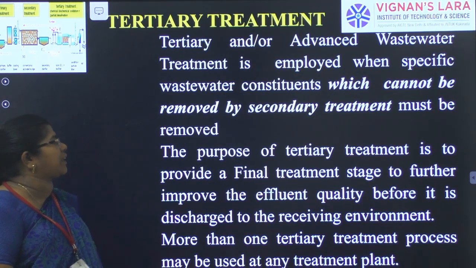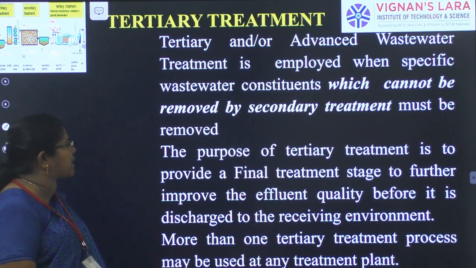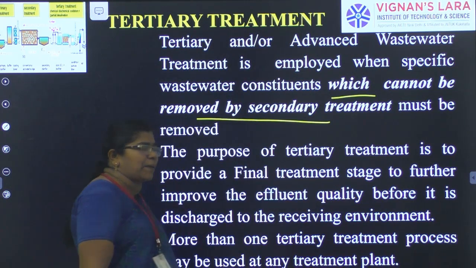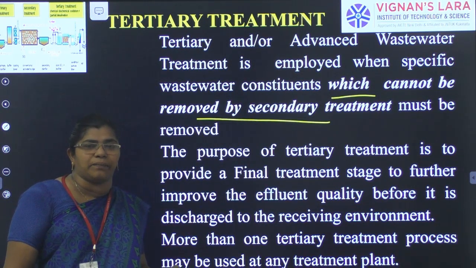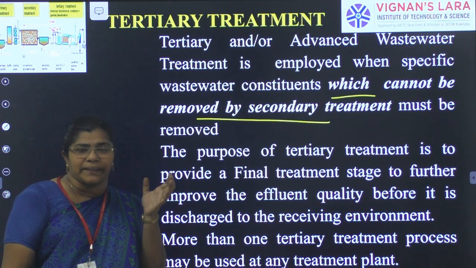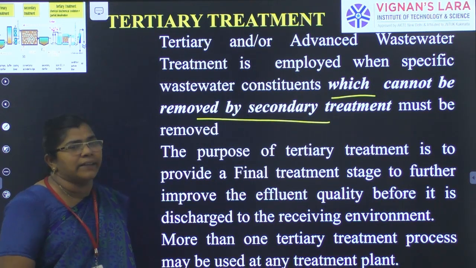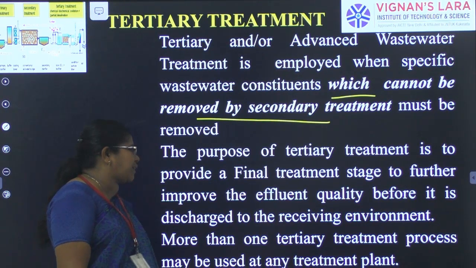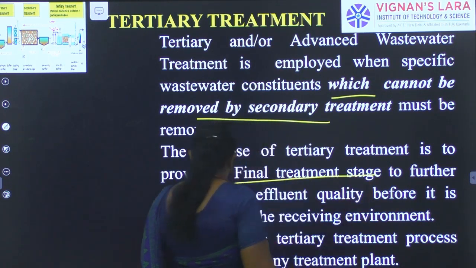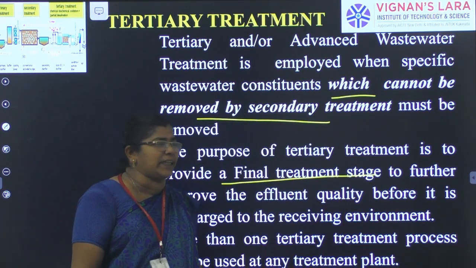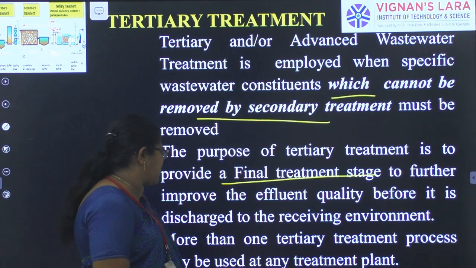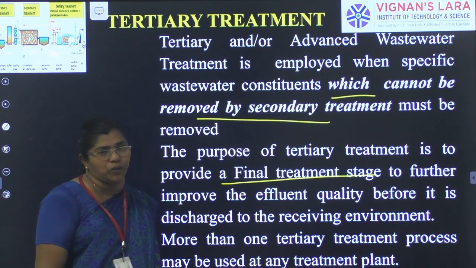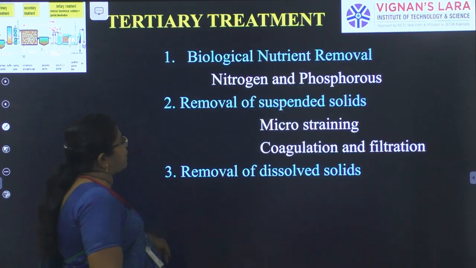Tertiary treatment or advanced water treatment is employed when specific water constituents cannot be removed by the previous treatments, that is, preliminary, primary and secondary treatment. The impurities and organic matter that cannot be removed will be removed by this tertiary or advanced treatment method. The purpose of tertiary treatment is to give the final treatment stage and to further improve the effluent quality before it is discharged to the environment. More than one tertiary treatment process can be used in the same treatment plant.